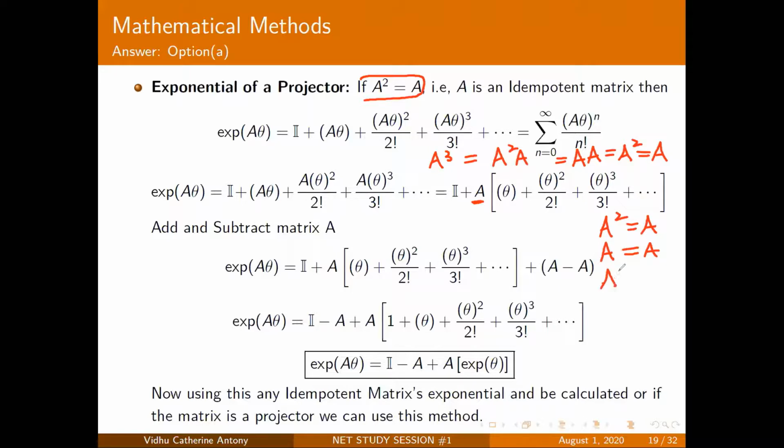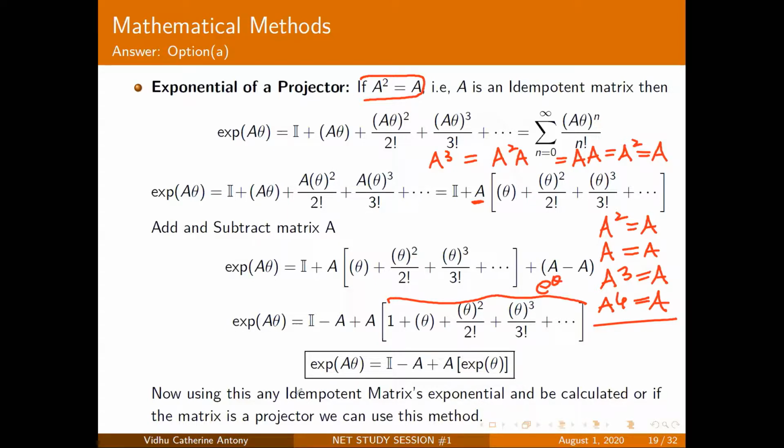If it's an A power 3, it's going to be an A. If it's an A power 4, it's still an A. So you're going to pull out an A from that exponential term. You write this exponential of A theta as I, you add and subtract an A, so that you can write this as an exponential e power theta. Finally you reduce it to this: the exponential of A theta equals I minus A plus A exponential of theta.